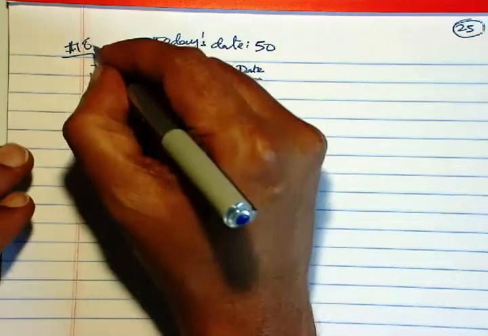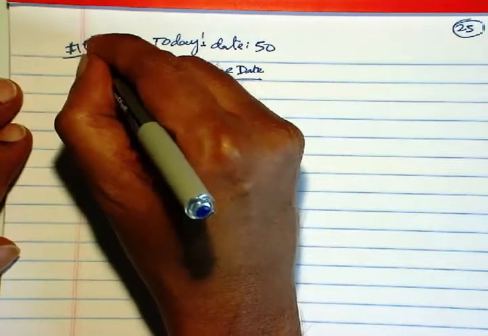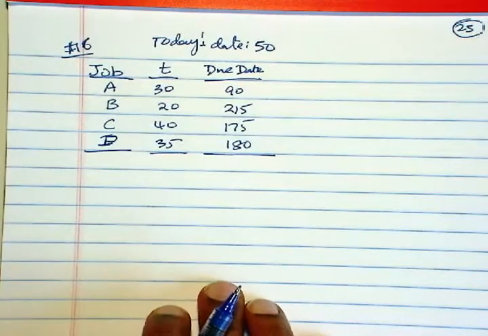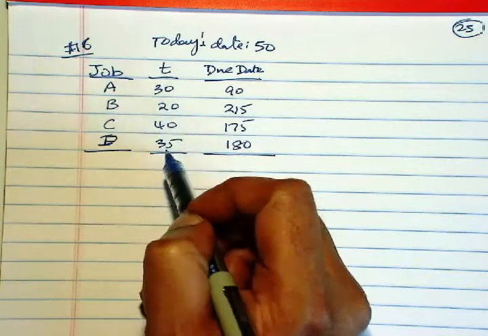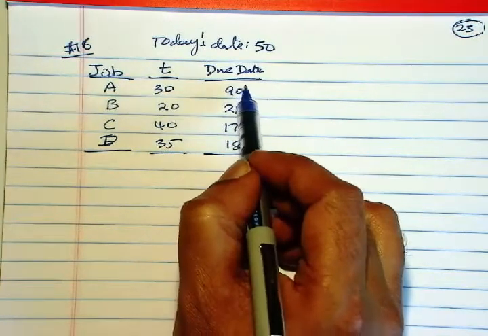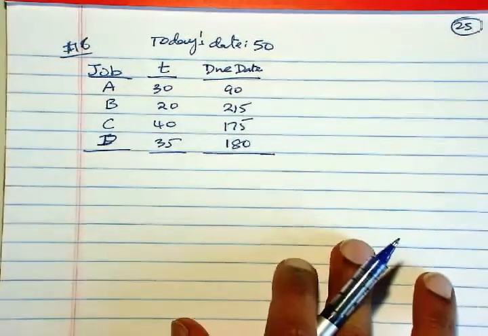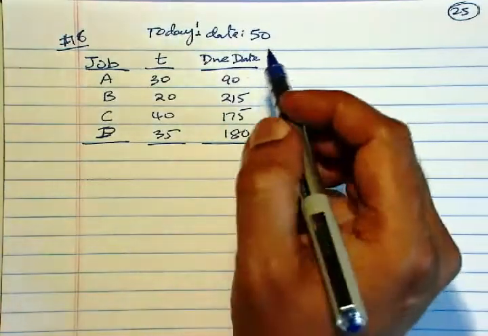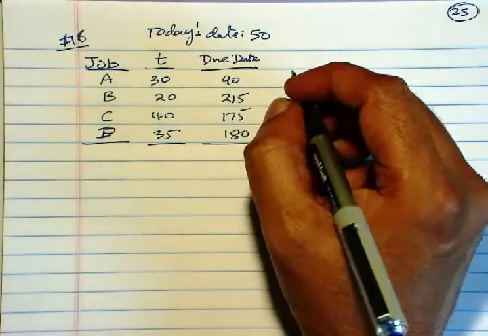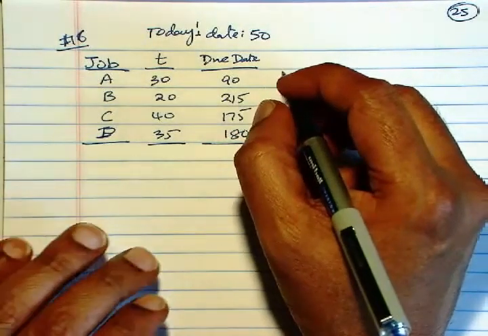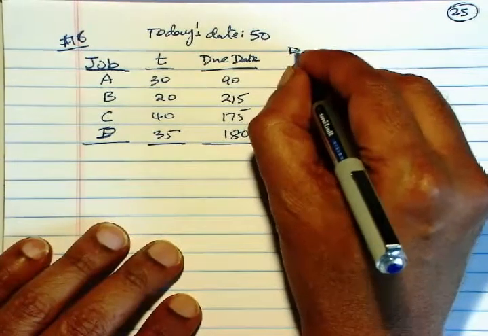Okay, next problem is number 16. We are given processing time in days and due date as the date over a production year, with today's date being 50. Okay, so the first thing is days till due date.